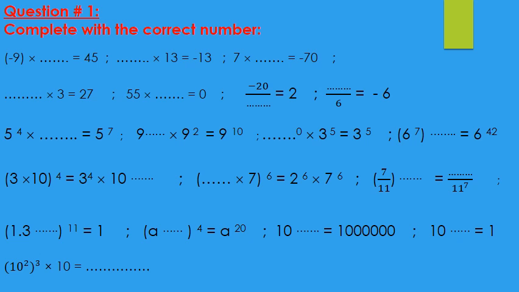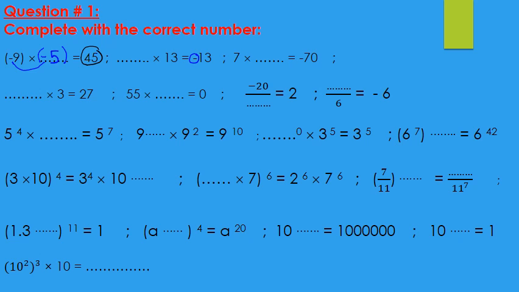Question number 1. In question number 1, we should complete with the correct number. In the first one, we have multiplication of signed numbers. If we look at the answer, we find the sign is positive. So we ask ourselves, here we have a negative. Negative times what will give us positive? We know that negative times negative will be positive. Now 9 times which number gives us 45? 9 times 5 will give us 45. So it's very important to know the sign of the result before multiplying.